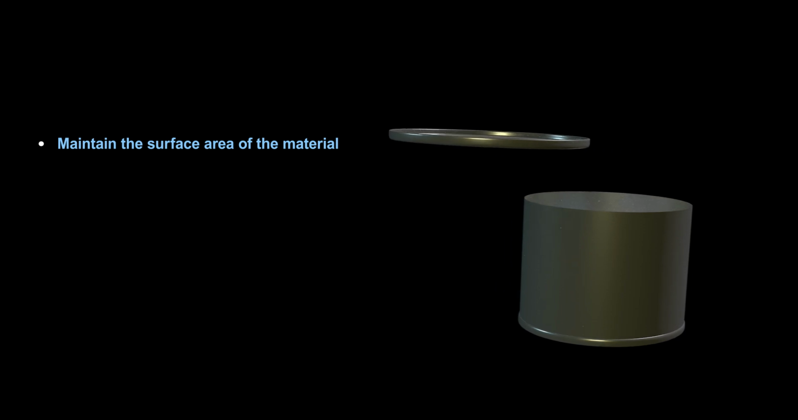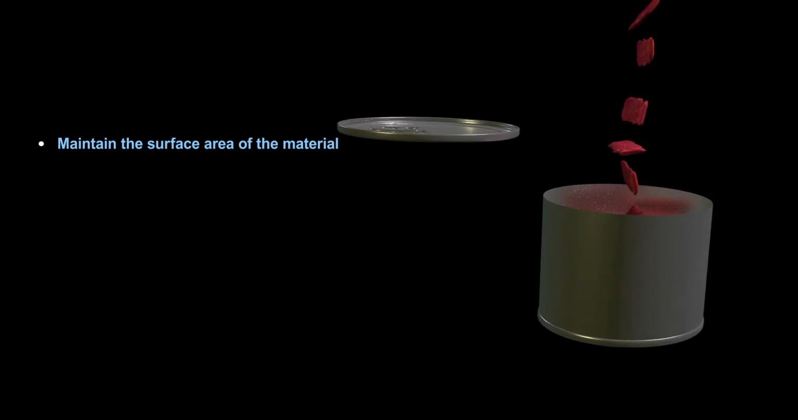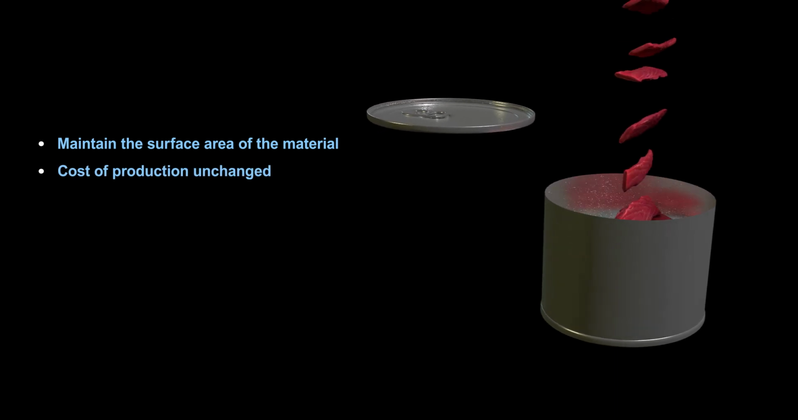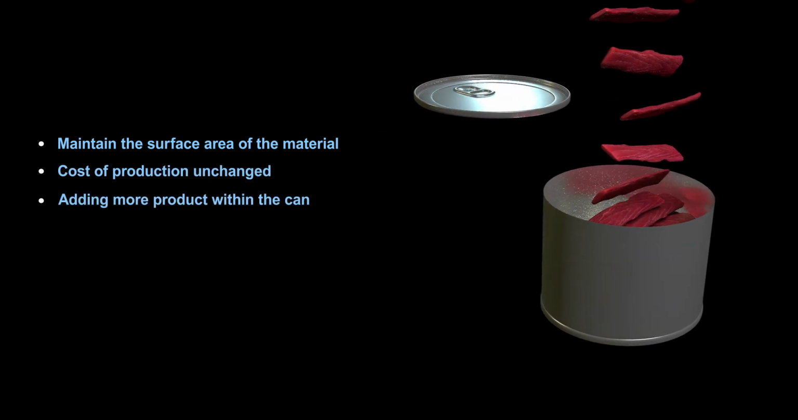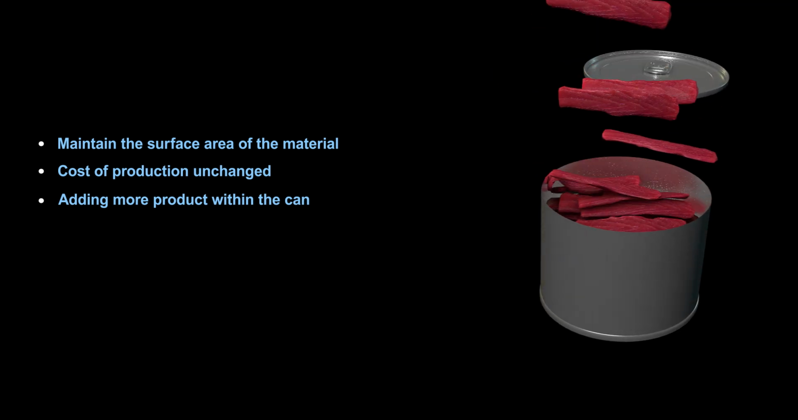The idea is to maintain the surface area of the material being used, so as to keep the cost of production unchanged, but allowing the manufacturer of the tuna to add more product within the can if they wish to do so.